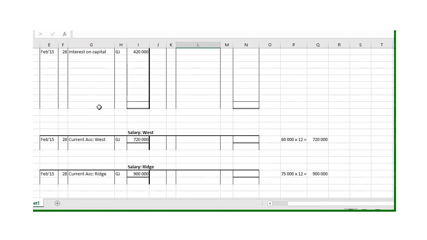With the salaries, same as with the interest at year end, we close them off. Whatever's in here, we're going to take to the appropriation, not the profit and loss, the appropriation account. So both of them will go to appropriation on the General Journal, and the amount was 720,000. Do the same for Rich. On the 28th, going to appropriation on the General Journal, and his was 900,000.